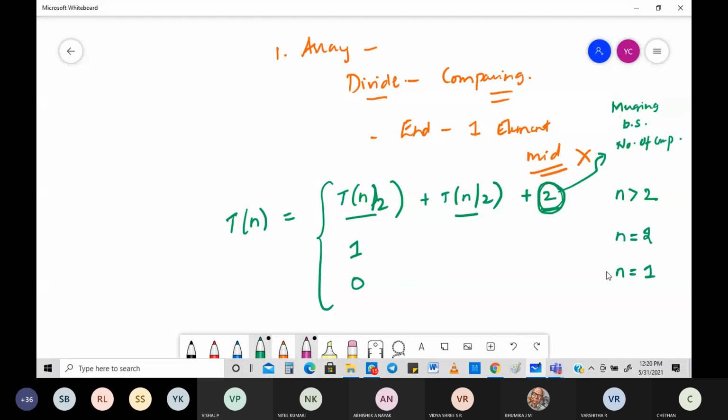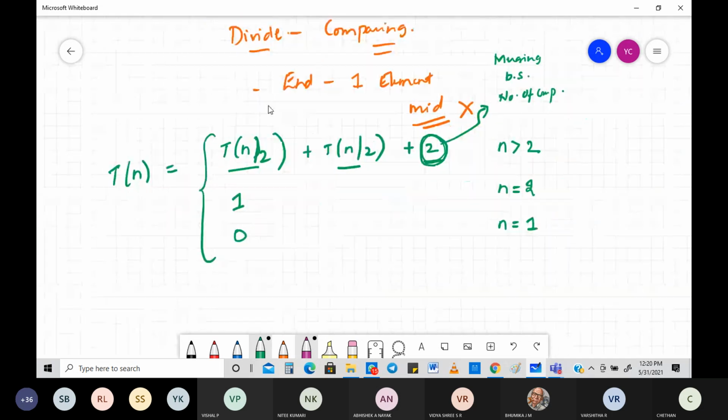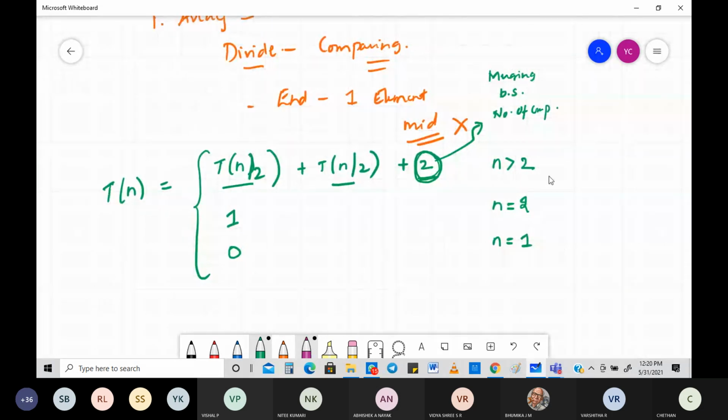What are these things? Where you have n, how do you write n? Based on what you're writing: n greater than 2, n equal to 2 and n equal to 1. This is called a recurrence relation, the recurrence relation for finding out a maximum and minimum element. Based on this we are going to deduce the time complexity of it.